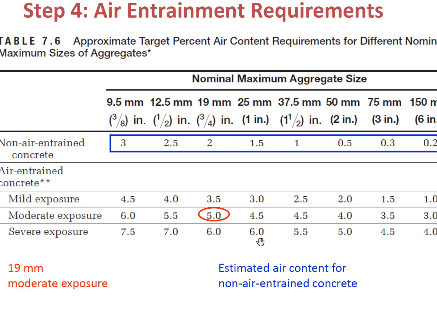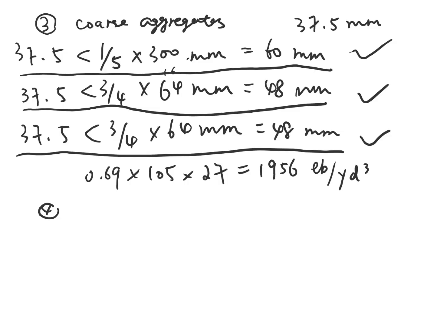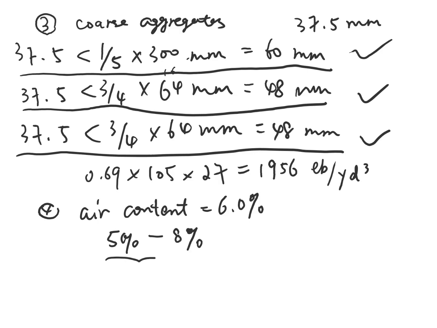So the air content should be 6.0%. So we determined the air content should be 6.0%. So from our textbook, it says 6.0% belongs to the range from 5% to 8%. So we can use any value in this range actually. So in the textbook, it decided to use 7% for this project.